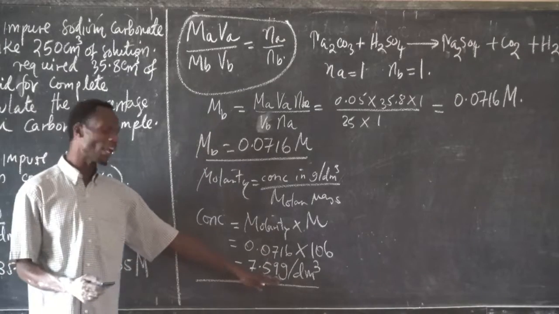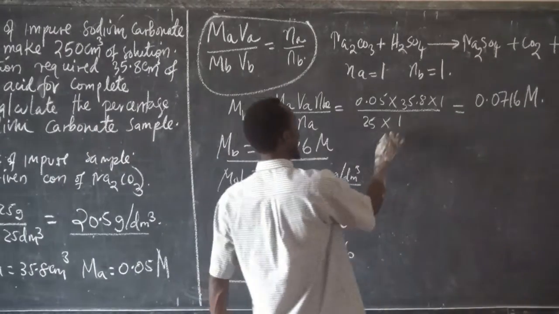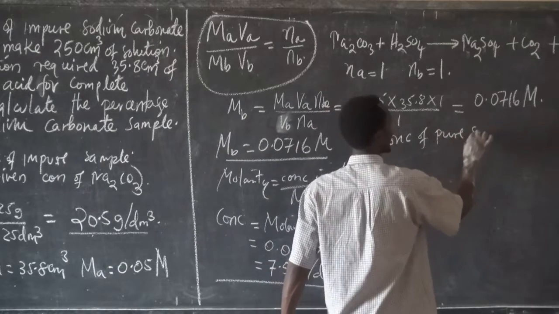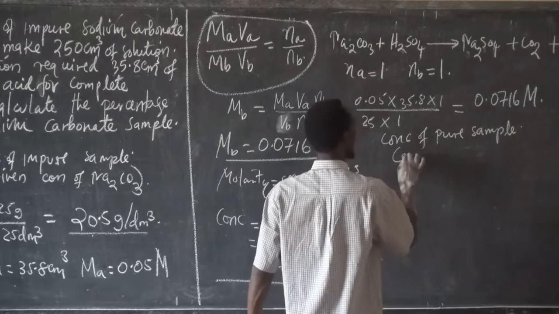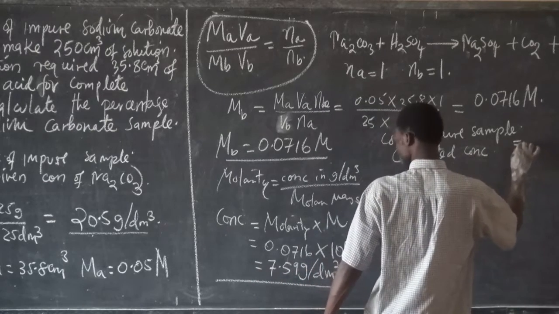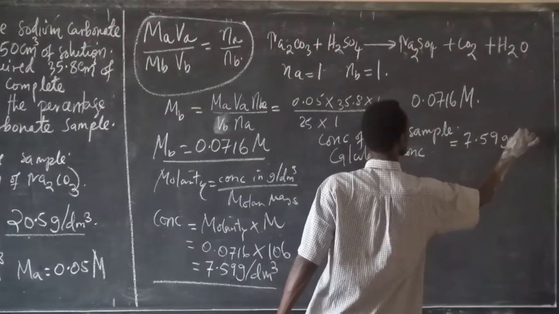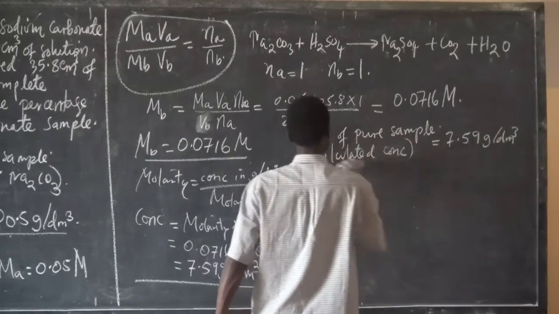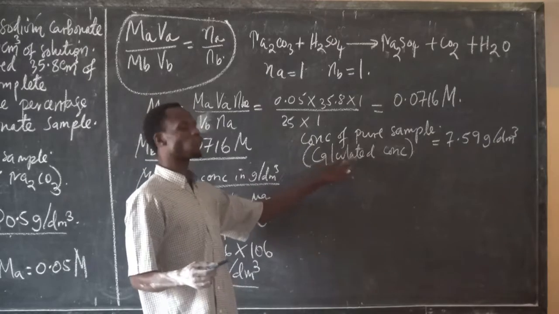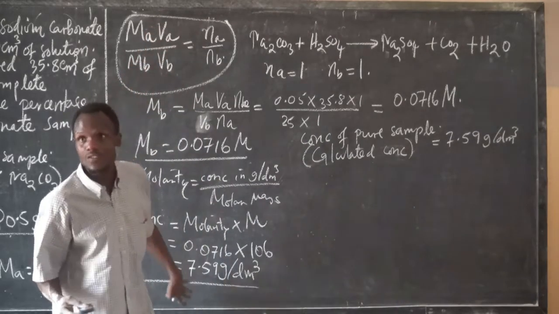Now this is the concentration of the pure sample. In short, we have the concentration of pure sample, or in other words the calculated concentration, which is equal to 7.59 gram per decimeter cubed. Why do we call it calculated? As you can see, we have obtained this concentration through all the calculations.